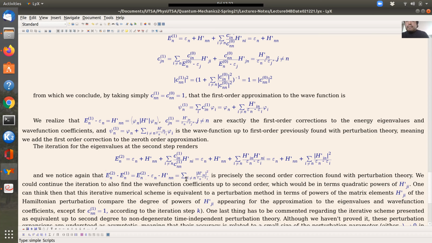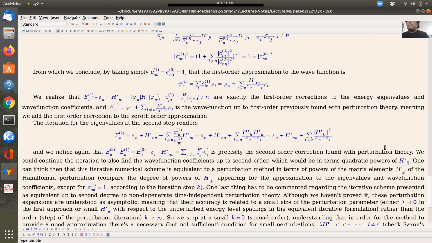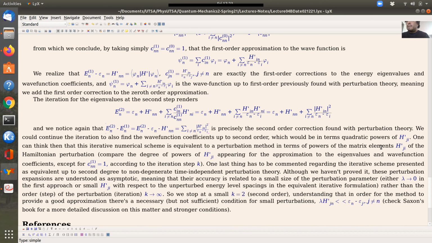And now it is the sum for i not equal to n of the matrix element squared divided by the energy difference, which is not zero in the denominator because we have the non-degenerate case. And this is exactly also the second order correction found with perturbation theory, if you compare with the formulas that you saw last time in the lecture.